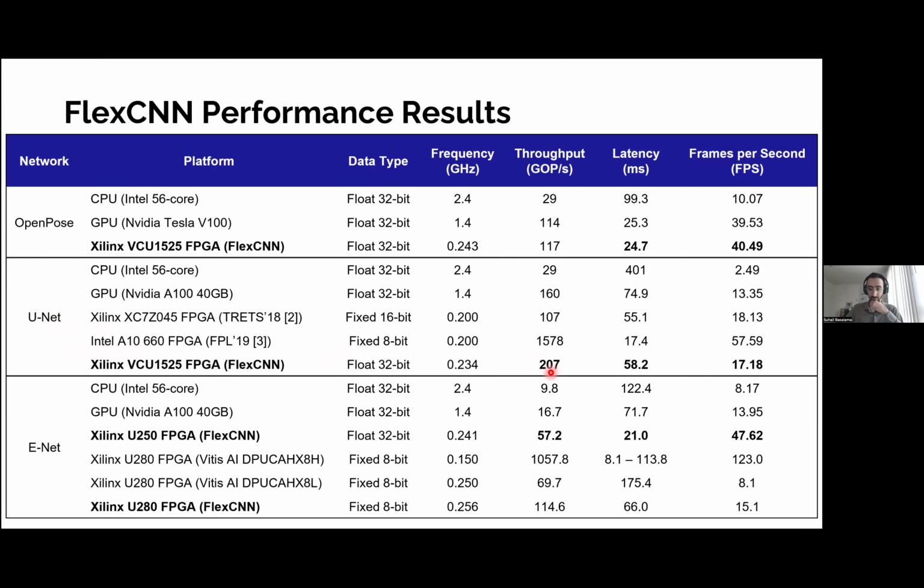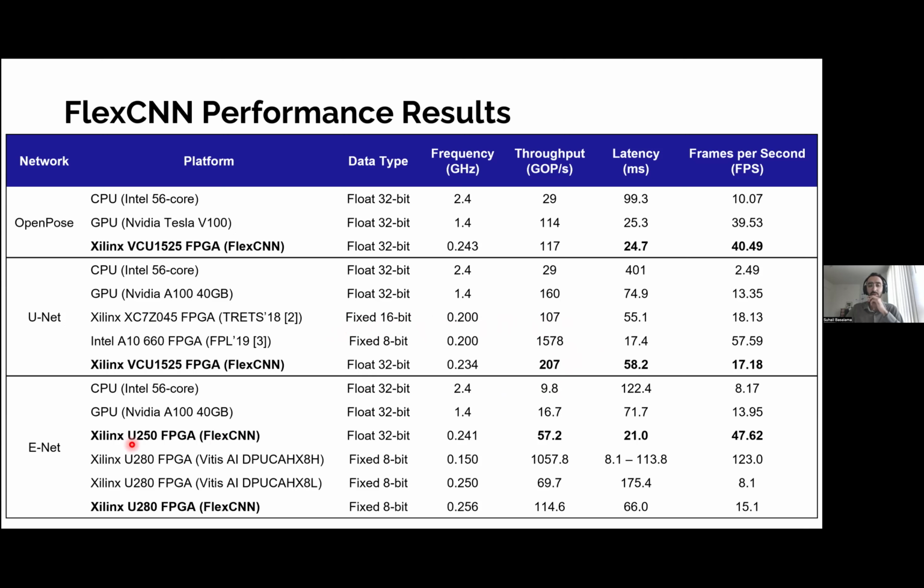We can see we have better performance than GPUs. And also, when we compare with prior works, this work is performing better because it's using 8-bit type, while we are using float 32-bit. And we are also competing or better than this fixed 16-bit.